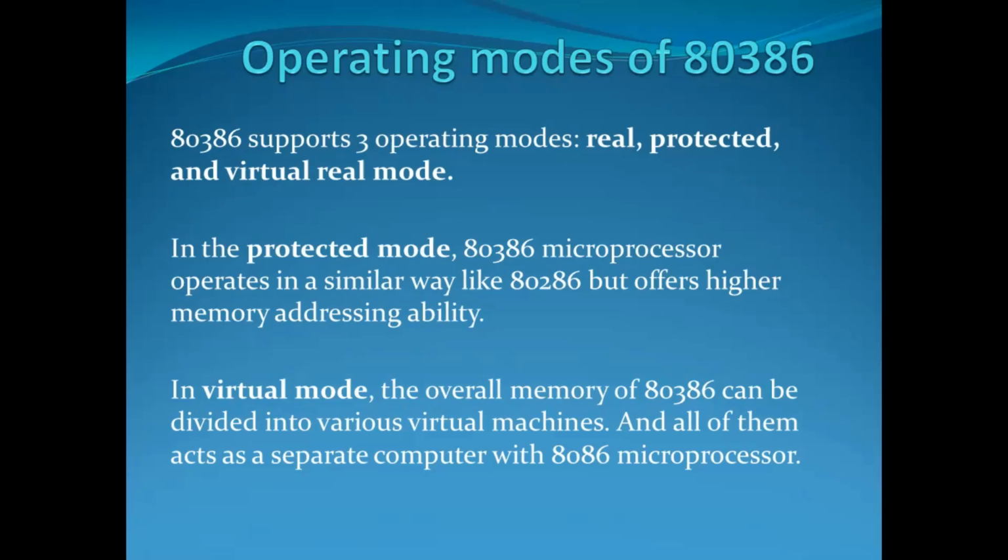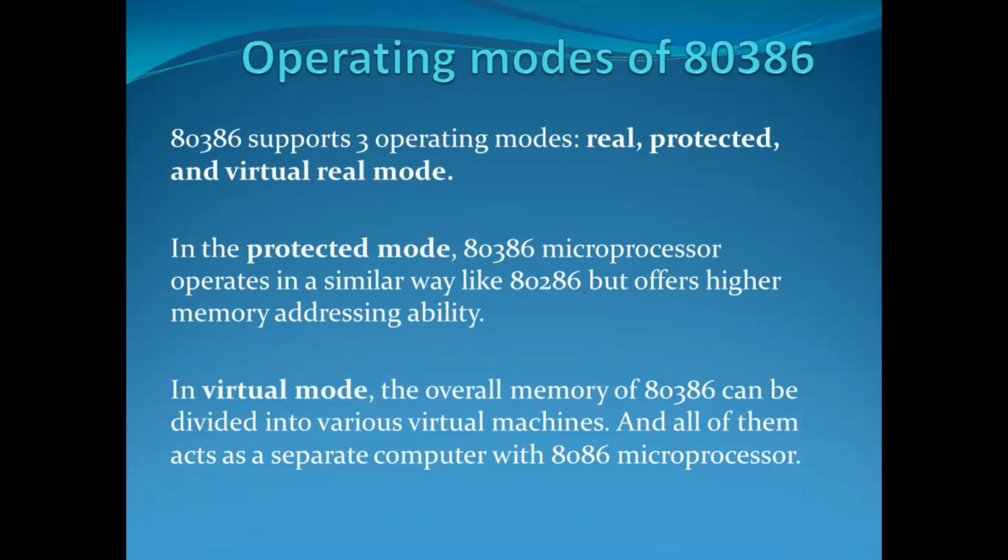In protected mode, the 80386 microprocessor operates in a similar way to the 80286 but offers higher memory addressability. Whereas in virtual mode, the overall memory of the 386 can be divided into various virtual machines and all of them act as a separate computer with the 8086 microprocessor. This mode is also called the virtual 8086 mode or V86 mode.